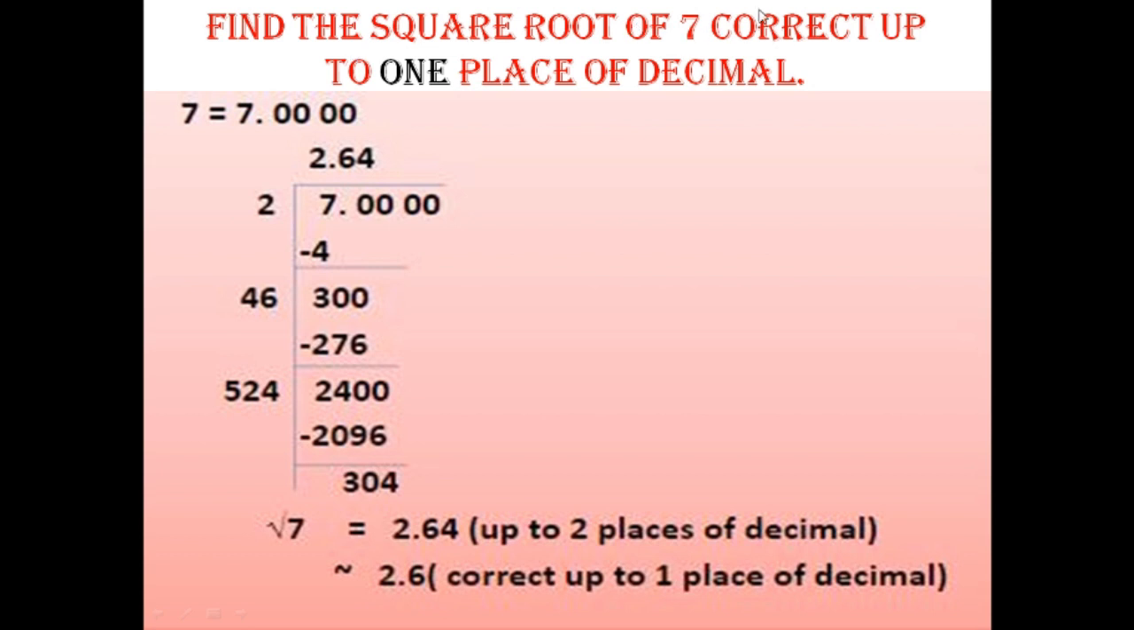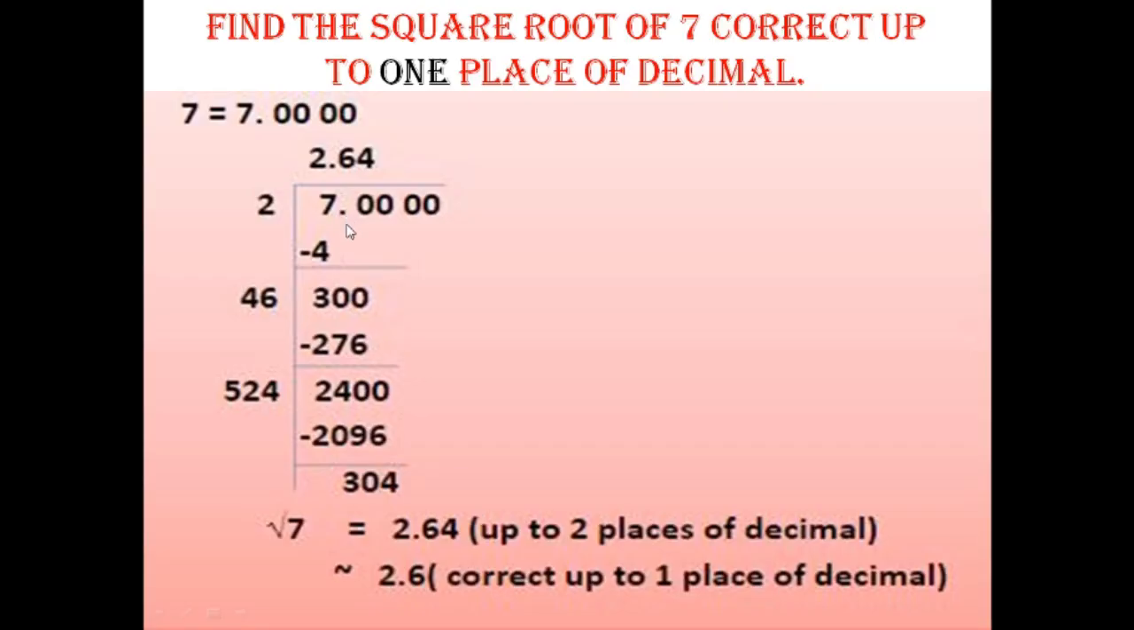Find out the square root of 7 correct up to 1 decimal place. If they have asked 1 decimal place, that means we will take 2 pairs of zeros, with the same long division method, because this is only 7, we can't make a pair here. Choose according to this number.